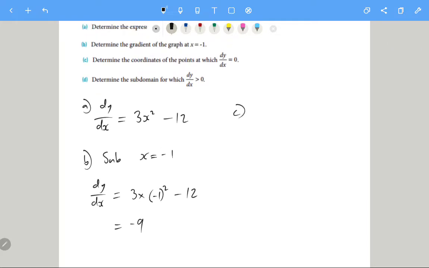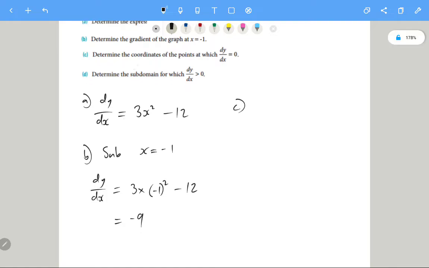Alright, c: determine the coordinates of the point at which dy dx equals 0. Alright, so coordinates means we're looking both for the x coordinate and the y coordinate. So just make sure we remember that. But let's first of all work out what x values we have. Alrighty, so for dy dx equals 0, that means we get 0 is equal to 3x squared minus 12. Because remember, 3x squared minus 12 is our derivative.